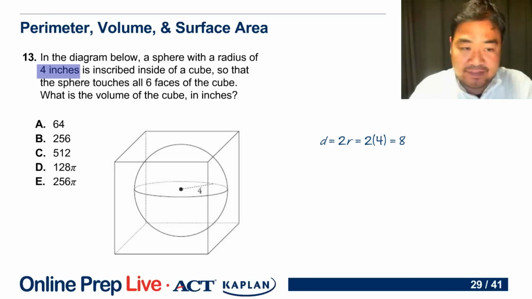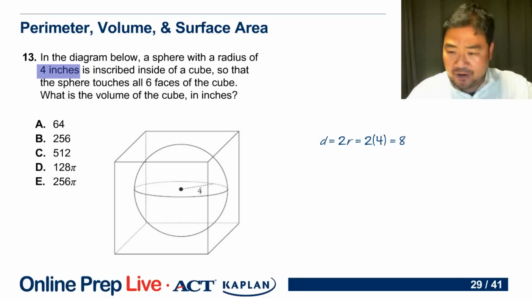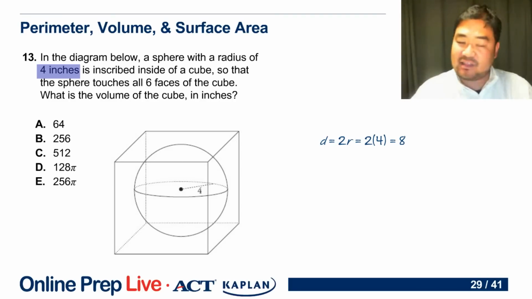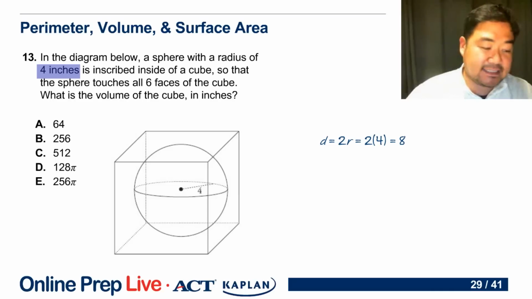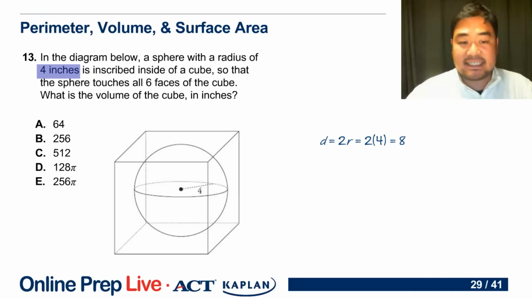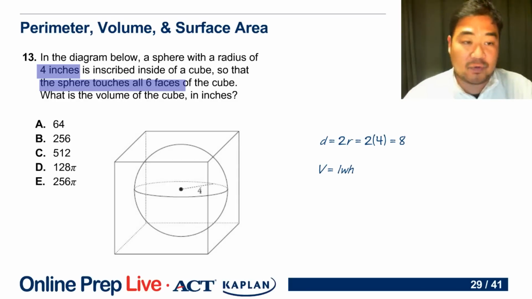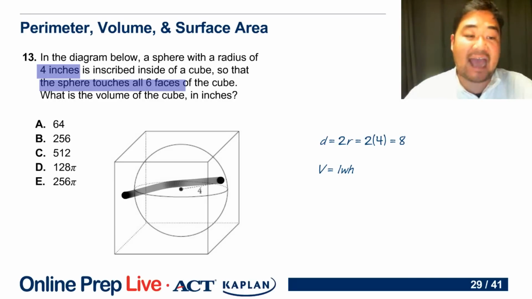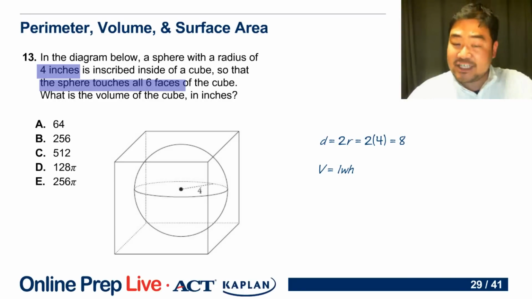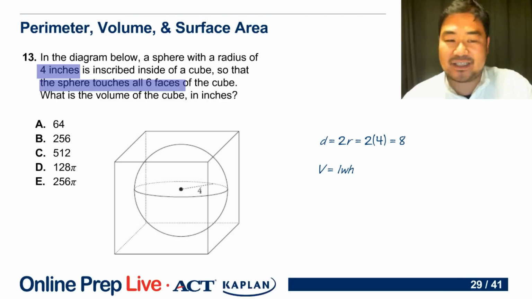The 8 represents the diameter of the sphere, but it also represents something else. What does that 8 also represent? Look at that figure to give you a little bit of a clue here. The 8 is not just going to represent the diameter of the sphere, but since it says the sphere touches all 6 faces of the cube, that 8 is also going to be the side of the cube. If you go from one end all the way to the other end, it's going to be the length of the entire cube. So each side of that cube is also going to be 8.